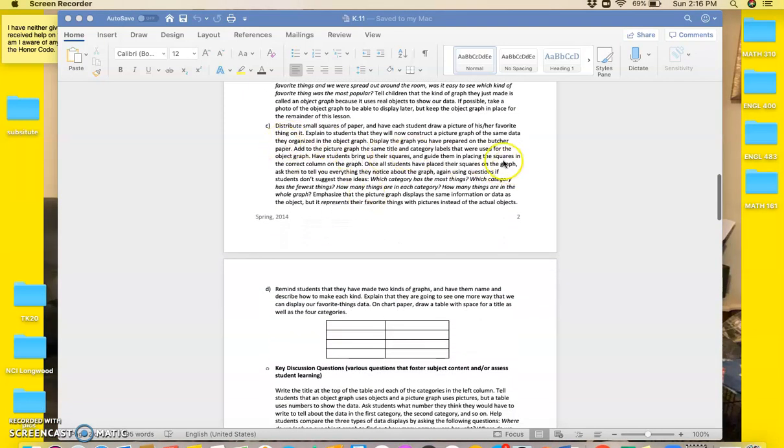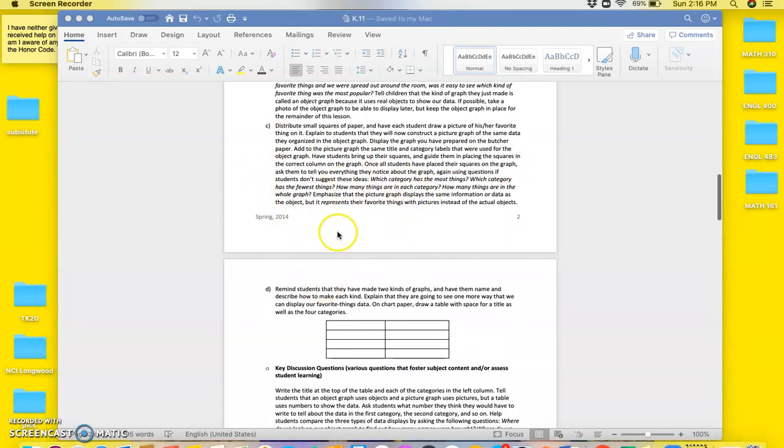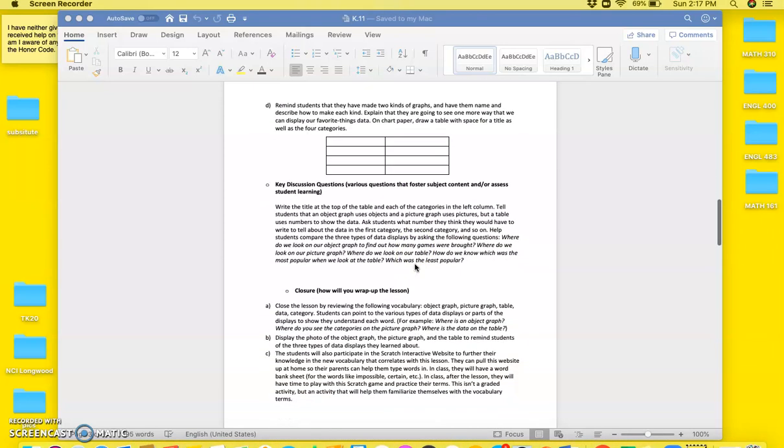And then come down here to the picture graph portion of the lesson. They will be given small squares of paper, and they will draw his or her favorite thing. Now this could be something big that they couldn't bring in, like their dog or their swing set or a truck that their parents have or a boat or something like that. And then of course we will remind them that they have made two separate graphs. They are both graphs, but it is an object graph and a picture graph.